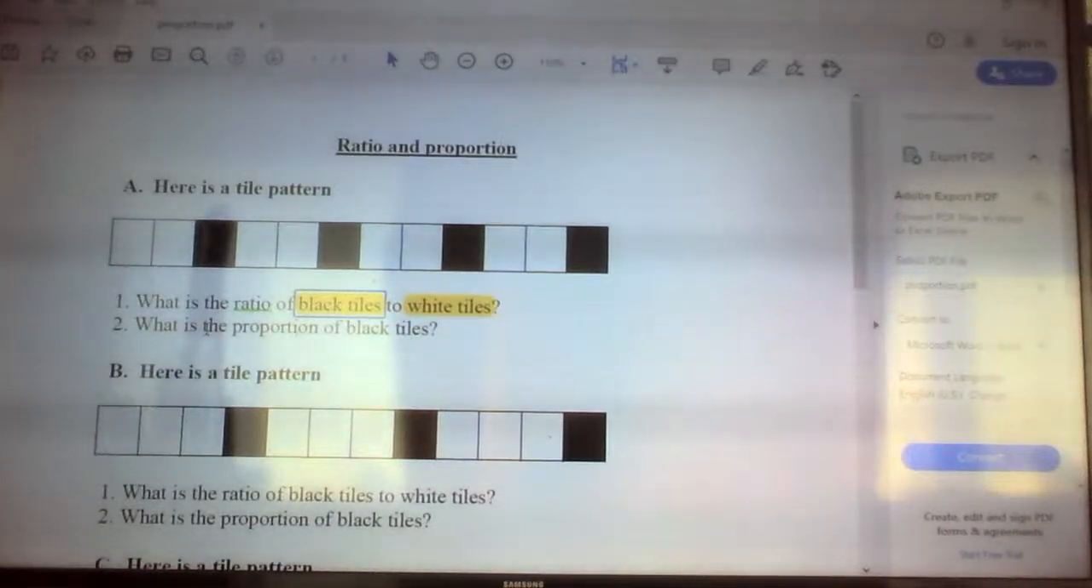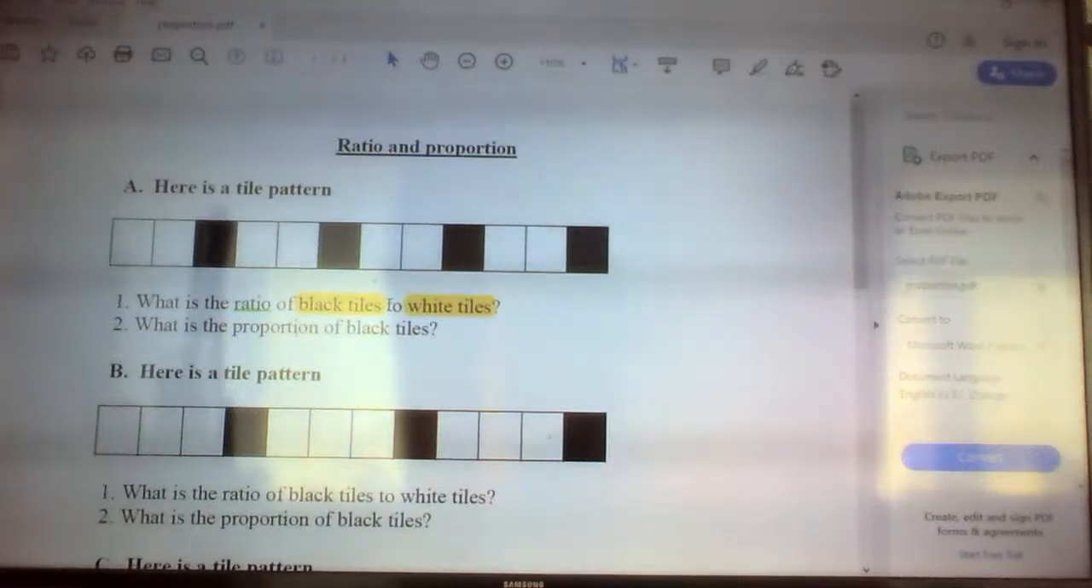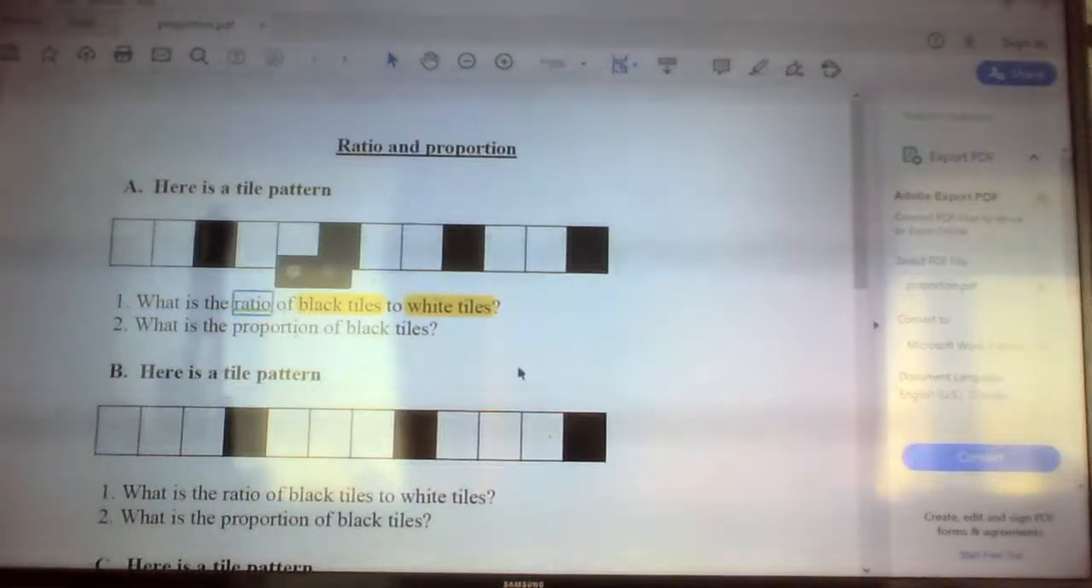Now we've got a question here. It says, looking back at our page, what is the ratio of black tiles to white tiles? The wording of it is important. Black tiles is written first, the white tiles is written second, and the word "to" is also important. And this word ratio is important.